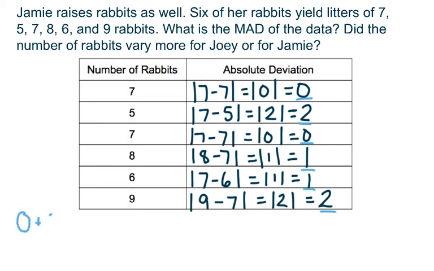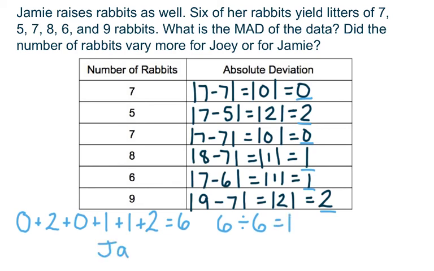0 plus 2 plus 0 plus 1 plus 1 plus 2 gives us 6. Since there are 6 values, 6 divided by 6 is 1. The mean absolute deviation of Jamie's data is 1. On average, each data value is 1 unit from the mean.